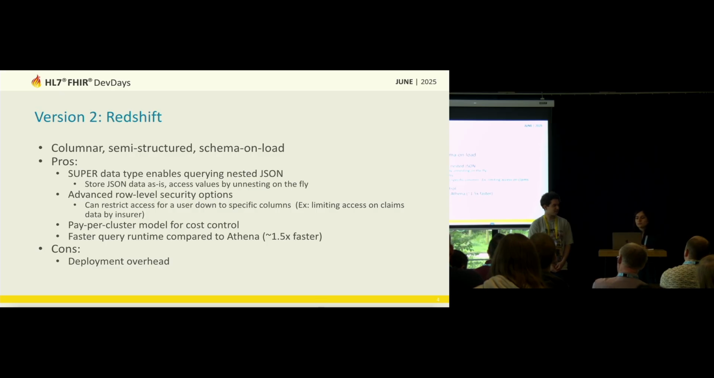Redshift also gives great access controls, so you can restrict a user's access down to a specific constraint on a specific column. An example use case of this is needing to limit access for a user based on their claims data only to a specific insurer.